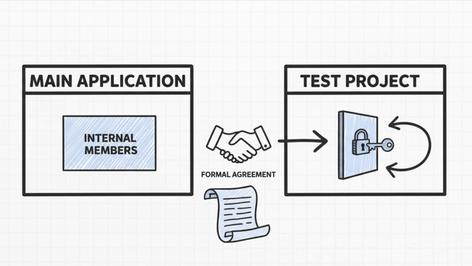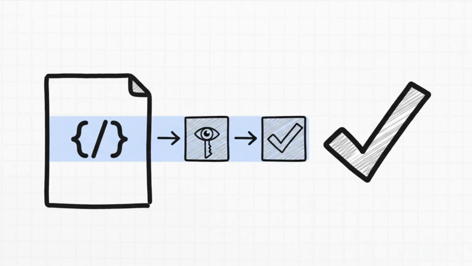You're basically telling your main project, hey, see that other project over there? That's my testing project. It's cool. Let it see all my internal stuff. It's a much safer, sanctioned way to grant access specifically for things like testing. And check out how simple it is to set up.